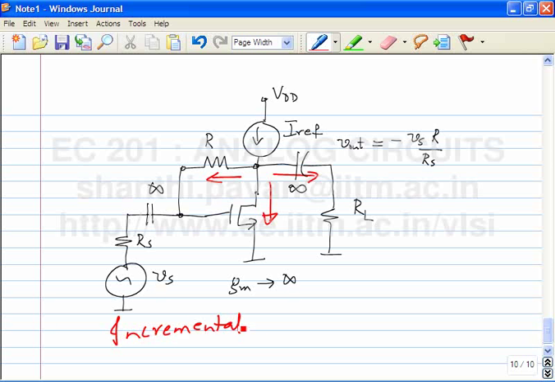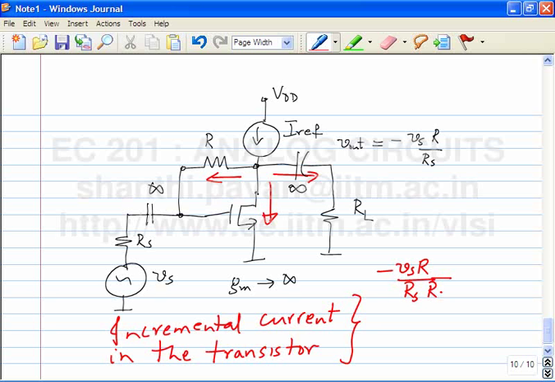the incremental current in the transistor, come on people, is V out by RL, which is minus Vs into R by Rs divided by RL. That's the current through R, eh? What else? What is the current through R? It is Vs by Rs, is the sign correct? Minus Vs by Rs, provided that I have chosen the directions of the currents in the way here. So the incremental current in the transistor must be the negative of these, if these directions are correct.